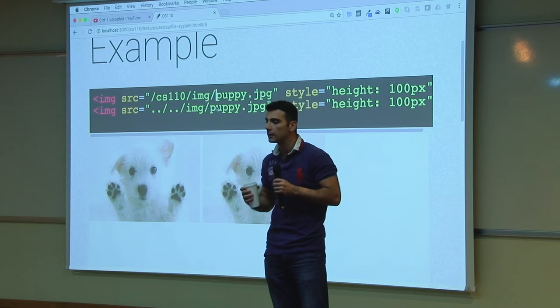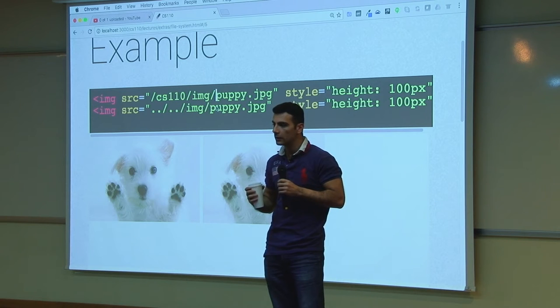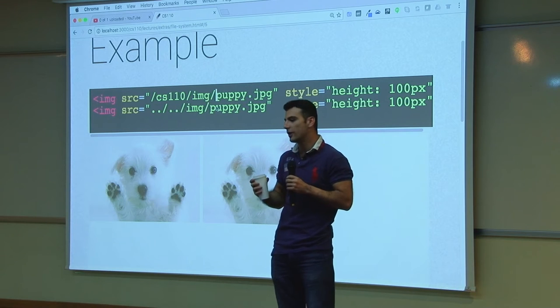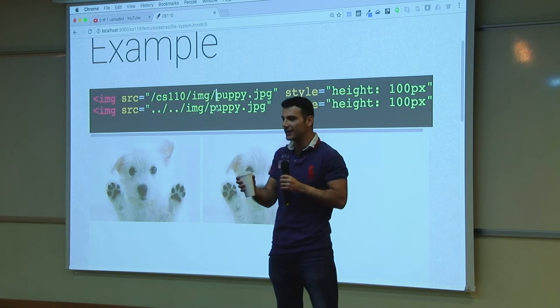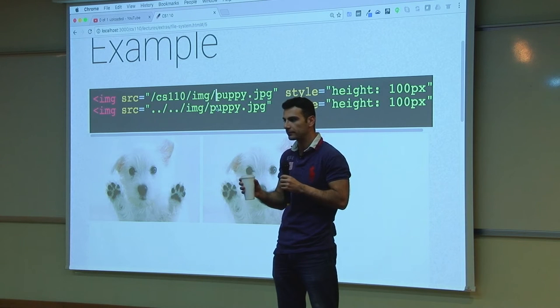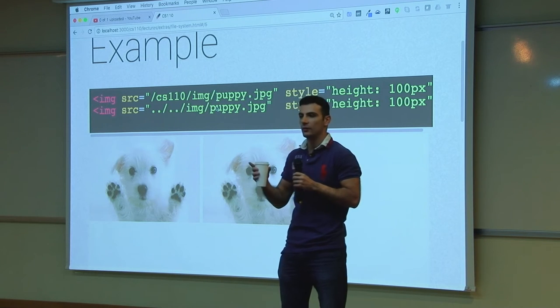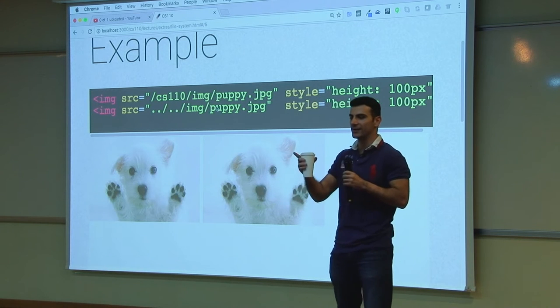Yes? So can one absolute path be the relative path of another path? Sure, but then don't call it absolute path. You can just call it a relative path. What you just said is nothing more than a relative path. Yeah, good question.